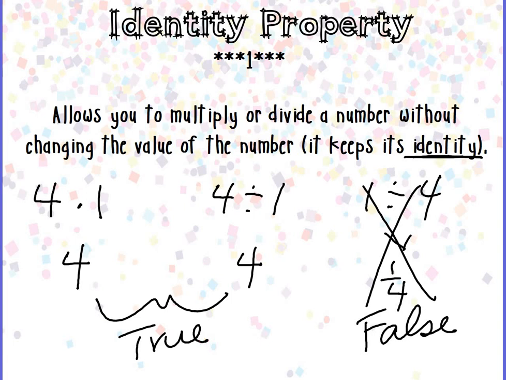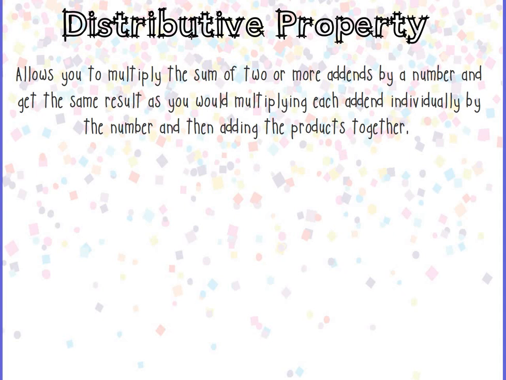All right. Now, the distributive property. This is really the focus of this lesson. It allows me to multiply the sum of 2 or more addends by a number and get the same result as I would multiplying each addend individually by the number, then adding the products. So, that's a lot to take in. So let's take a look at it this way.